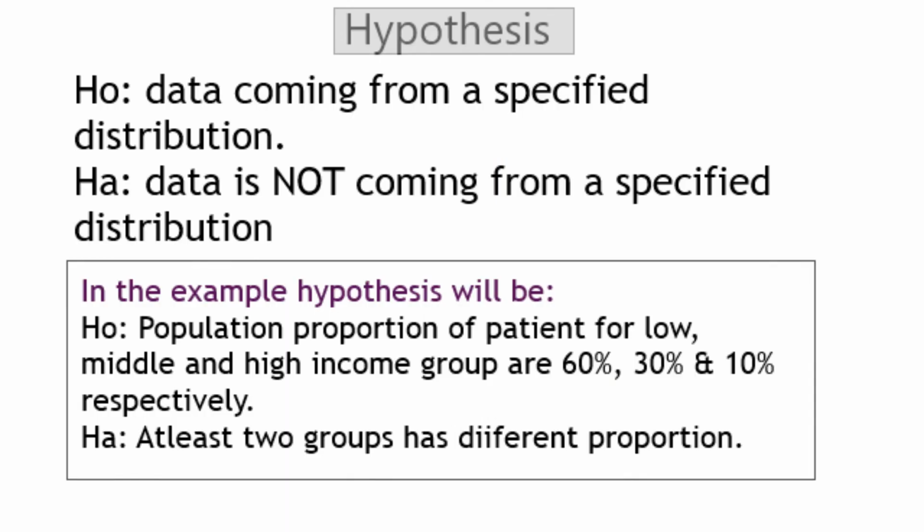Now, let's talk about the hypothesis. Null hypothesis: data came from a specified distribution, against the alternative, data has not come from a specified distribution. Think about the example. What will be the hypothesis here? You can see in the box.